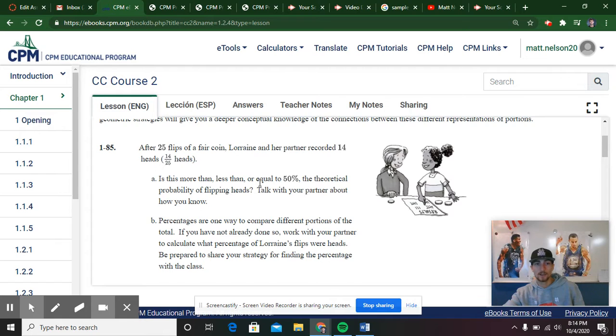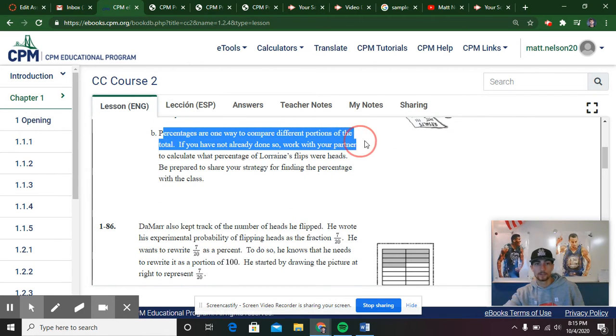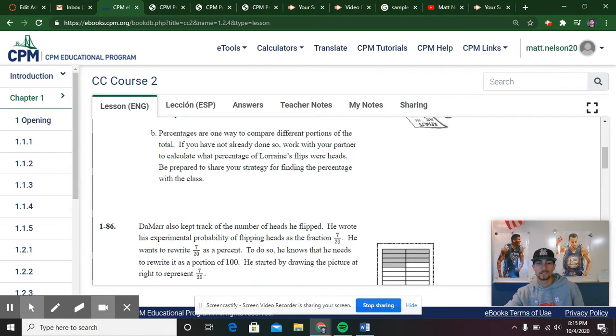So we just explained how we knew. So percentages are one way to compare the different portions of the total. If you have not already done so, work with your partner to calculate what percentage of Lorraine's flips were heads. Be prepared to share your answer. We already did that, so we don't have to worry, right? 56%.